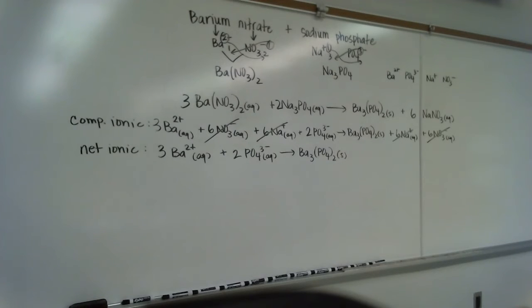And if you did it correctly, your net ionic equation should already be balanced for you. Because if your molecular was balanced, and then you translated it into complete ionic correctly, then when you cross out your spectators, your net ionic should already be balanced. You shouldn't have to balance it, because it should already be fixed.